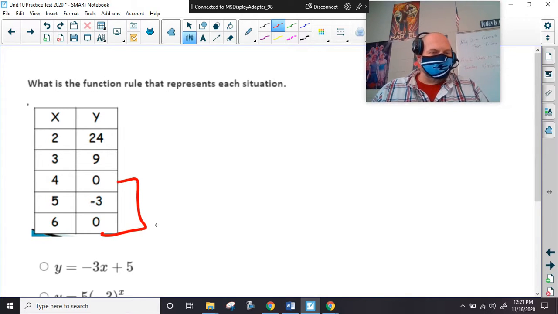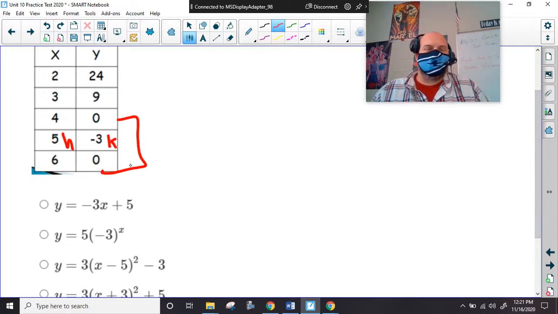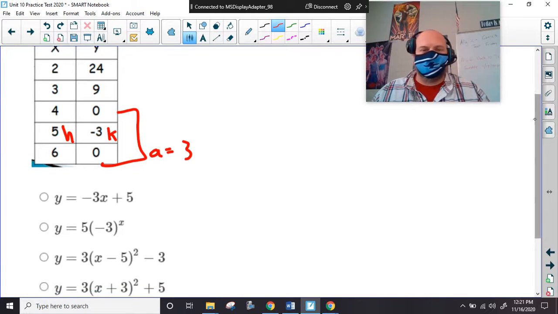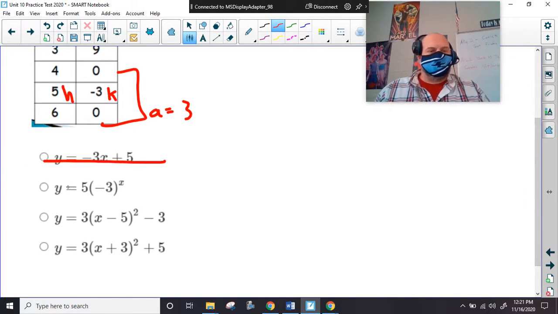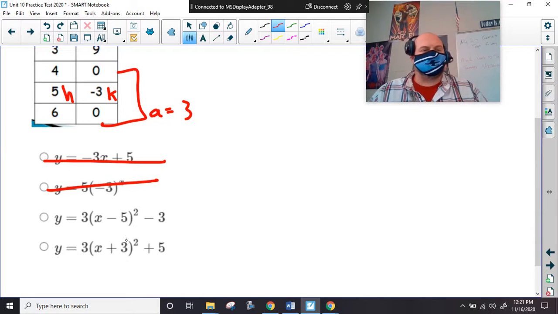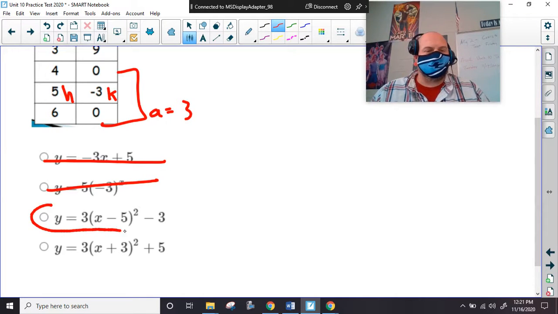These repeat. So this is a quadratic. This is my H. This is my K. To find my A value, how did I go from -3 to 0? I went up 3, because remember, it goes in a value of 1A and 3A. So not this one, not this one. It's going to be this one right here.